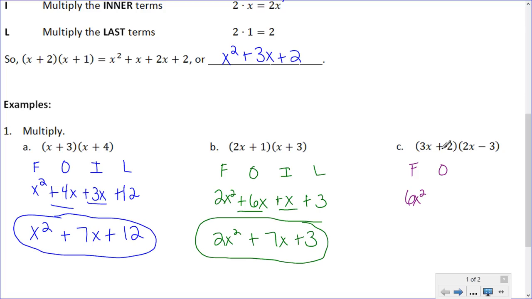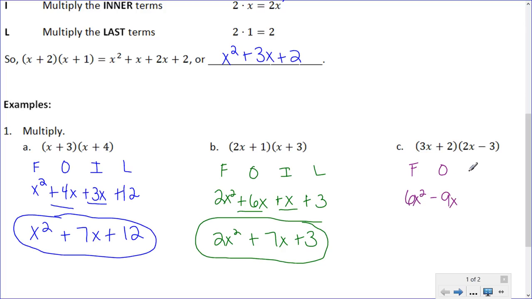O for outer. That's 3x and minus 3. Make sure you remember that this negative applies to this 3. So if you need to, you can actually change this to plus a negative 3 to remember that that belongs to the 3. So we multiply those. 3x times negative 3 is negative 9x.